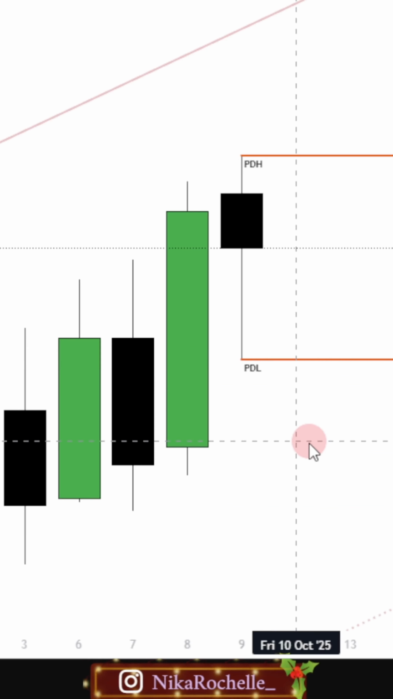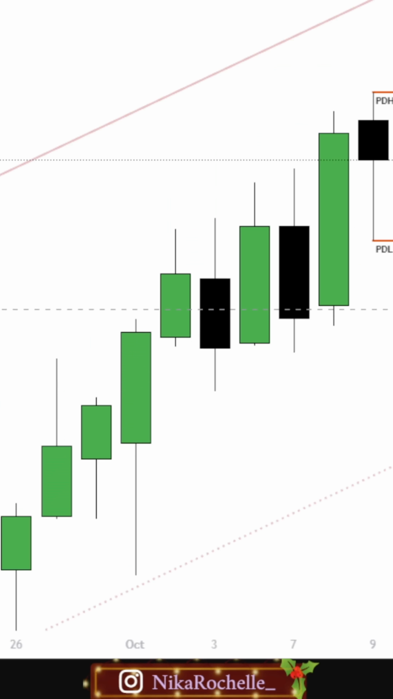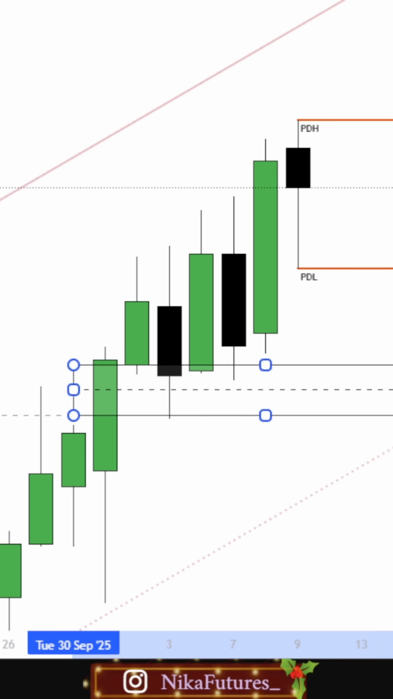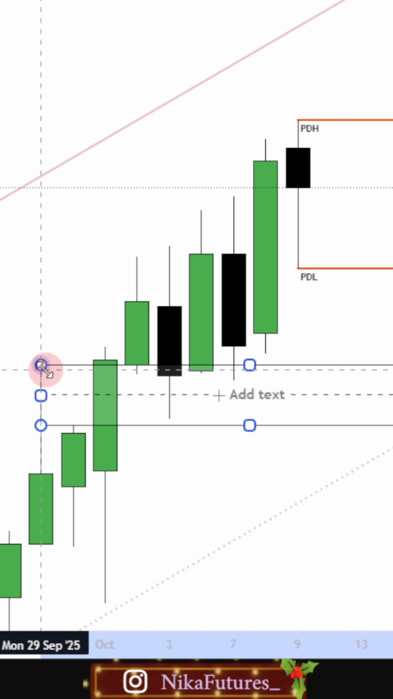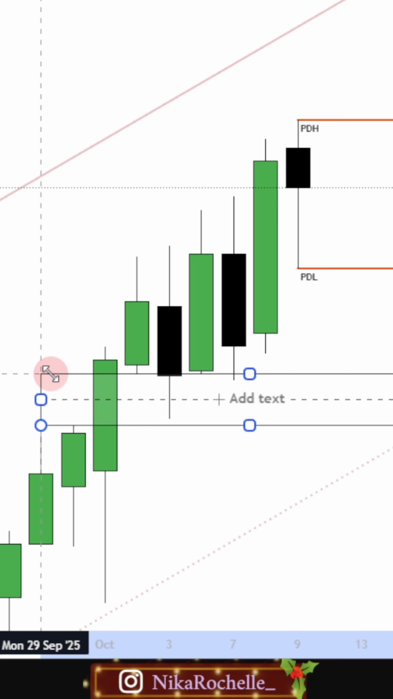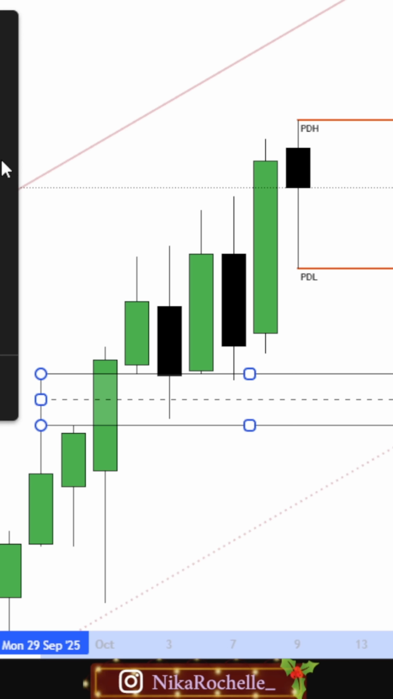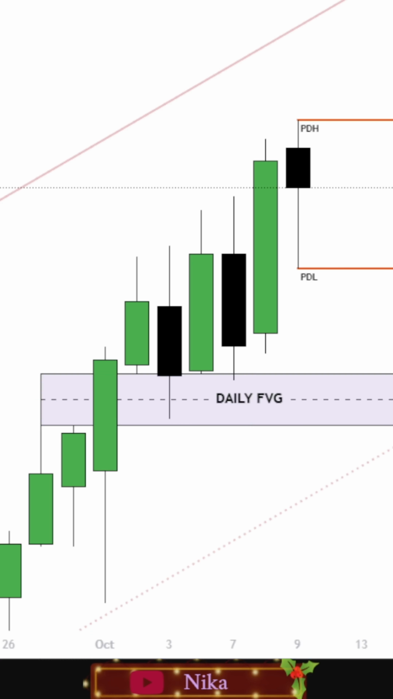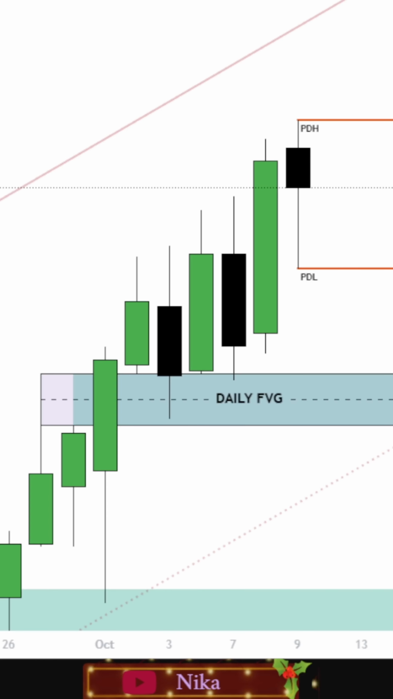I then look for fair value gaps, me personally. So I just zoom out a little bit, see what I can see. And obviously I spot a fair value gap here. If you can't spot it as fast, you can also use those indicators that we talked about previously. I type in daily fair value gap, and I will make that purple. You can also throw the indicator on to see where your fair value gaps are, and boom, boom, boom, it lines up perfectly.